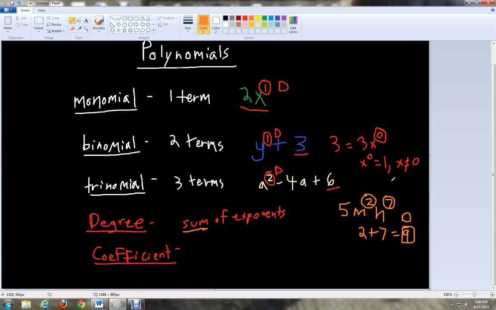Okay, now we're going to look at coefficient. A coefficient is basically the number multiplied by the variable.